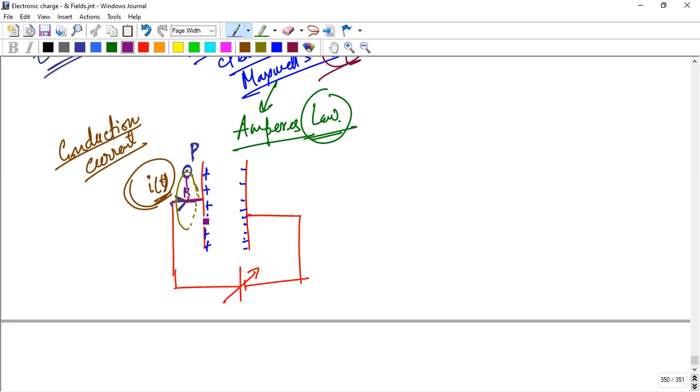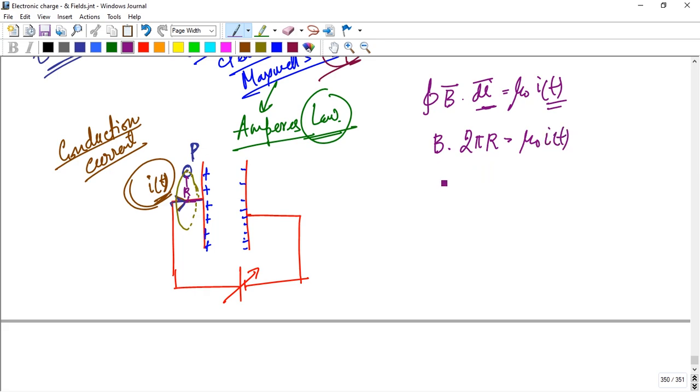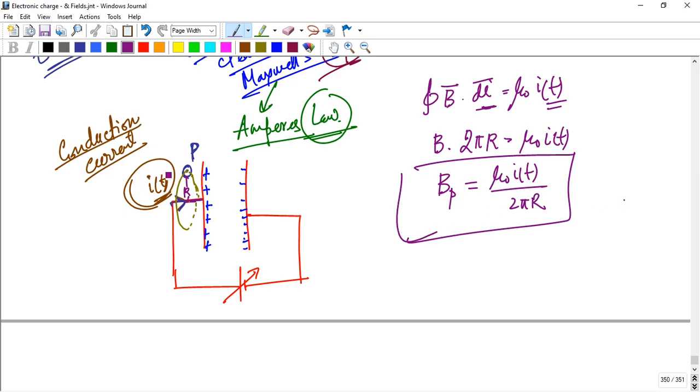Now apply Ampere's law, that is the integral of B dot dl equals mu 0 I(t) as the conduction current. So B times the integral of dl gives the length l, that is 2 pi r, equal to mu 0 I(t). So the magnetic field at point P is mu 0 I(t) by 2 pi r. That's the easiest way to calculate the magnetic field at any point, with the help of Ampere's law.